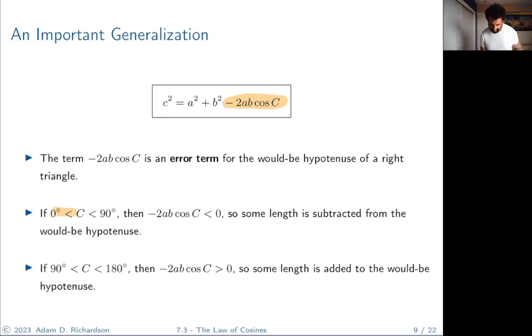So if your angle C is between 0 and 90 degrees, well, cosine of that angle is going to be positive. So that means that this term will be a negative value.